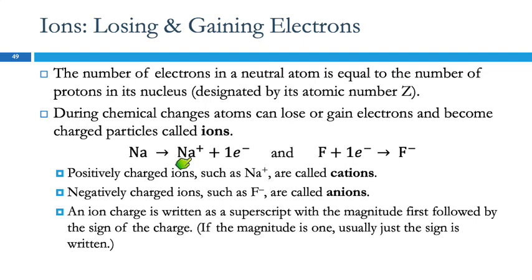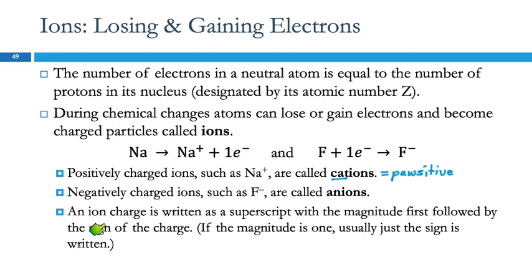And so it has an element symbol here with a positive superscript, and that's going to be a cation. So cations are positive. Anions are negative. So fluorine can gain an electron. Now it has one more electron than it does protons, and so it has a negative charge. So that's an anion, a negatively charged ion.